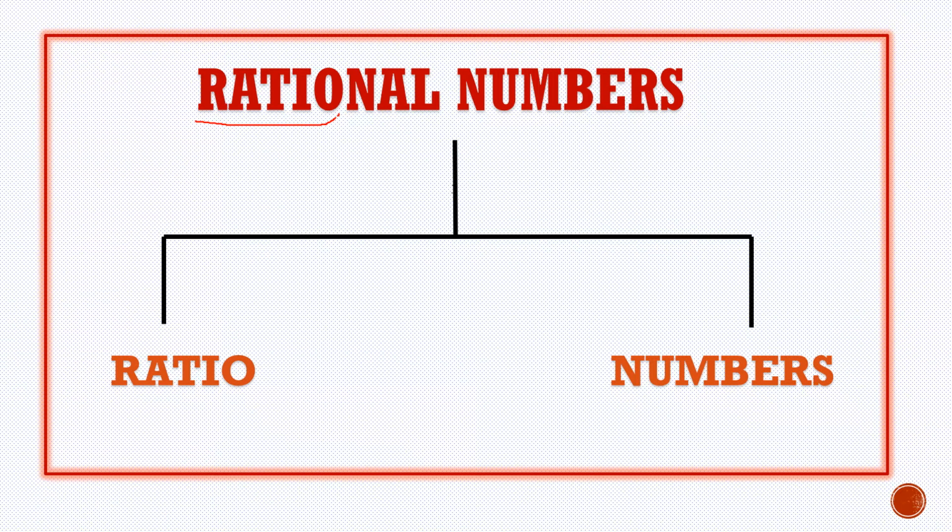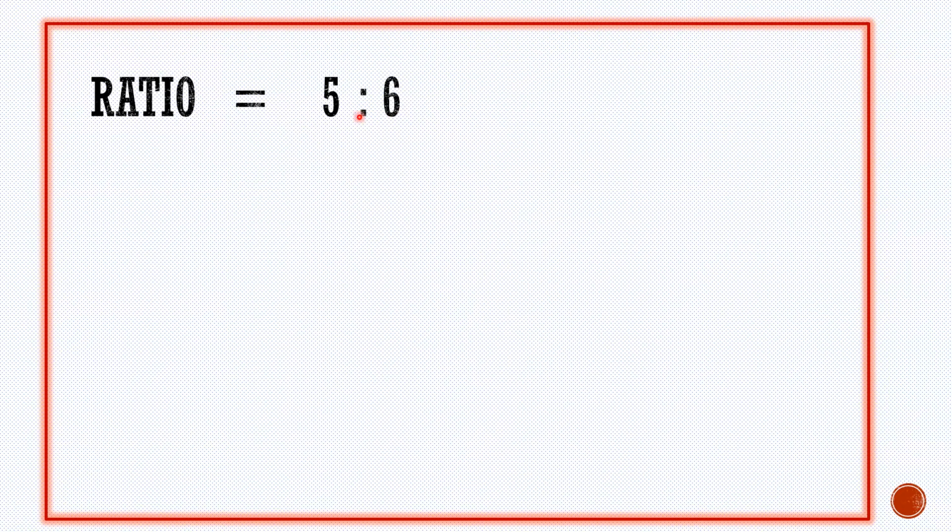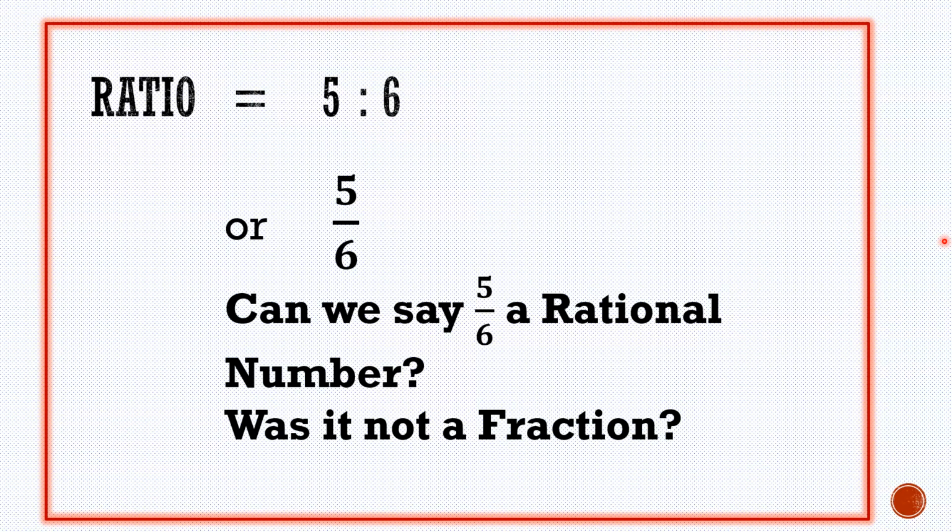Now, when I talk about ratio, it can be represented as, say, 5 is to 6. We represent ratio with these two signs only. Which is read as 5 is to 6. Now we also know that a ratio can be represented as a fraction. That means it can be written as 5 over 6. So if it can be represented as 5 over 6, can we say 5 over 6 is a rational number?